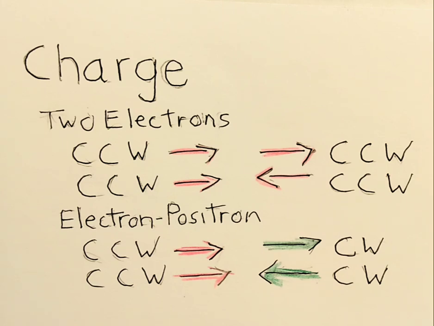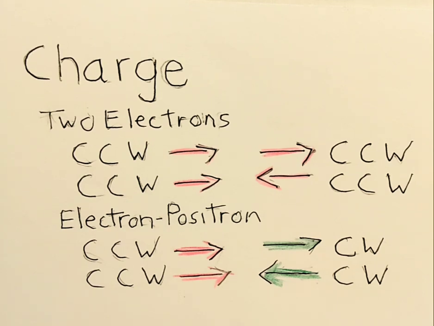Two electrons going the same direction in an orbital. Line 1. Two electrons going the opposite direction in an orbital. Line 2. One electron and one positron going in the same direction. Line 3. And one electron and one positron going in the opposite direction. Line 4.